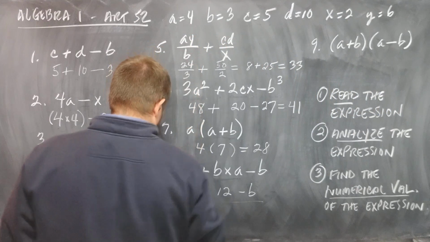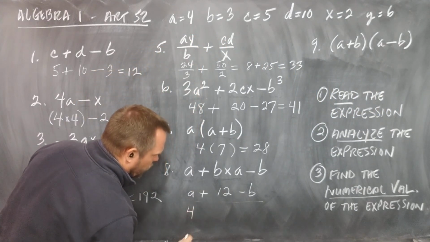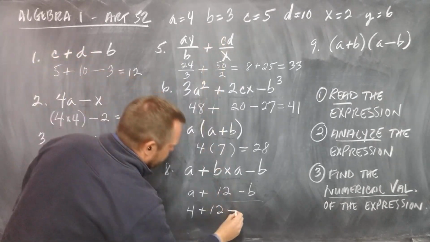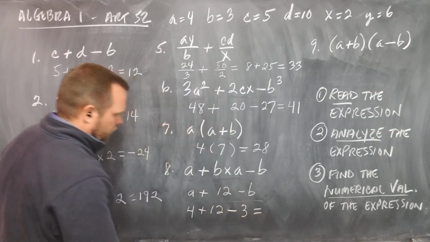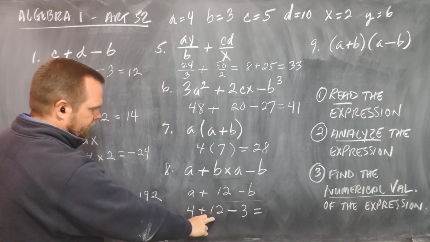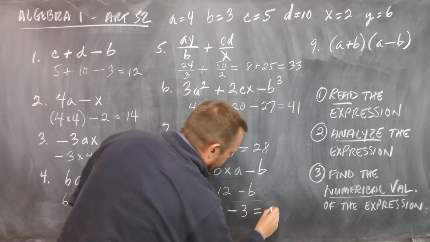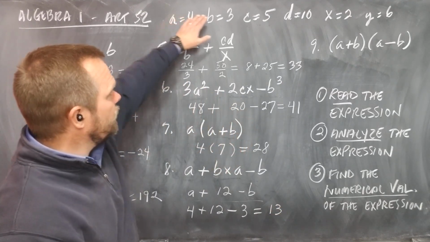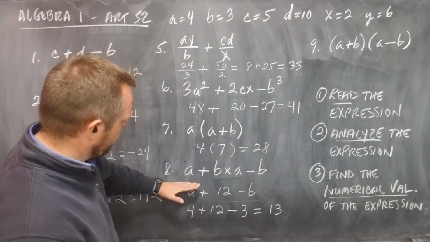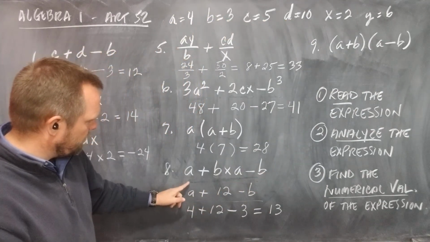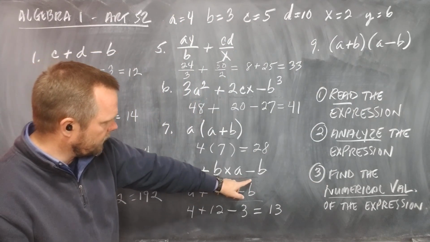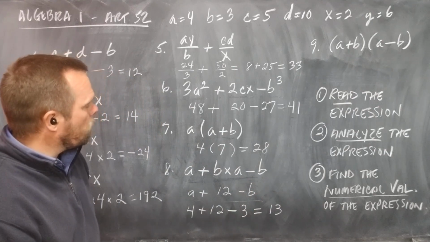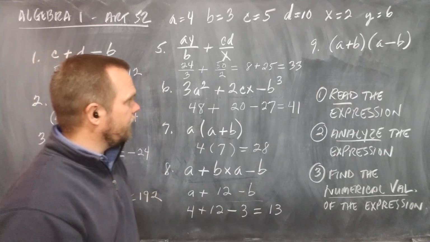A, we said, is equal to 4. 4 plus 12 minus b, which is 3. 4 plus 12 is 16, minus 3 gives us a value of 13. So given these numerical values, this expression, a plus b times a minus b, is equal to 13. That's our answer for number 8.